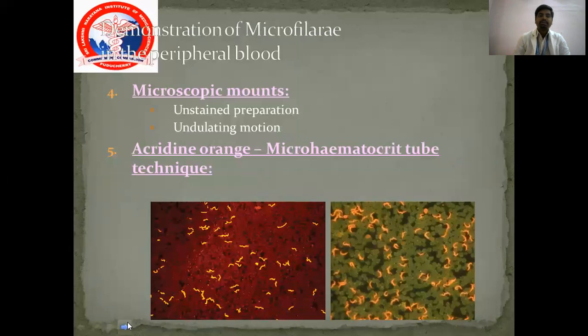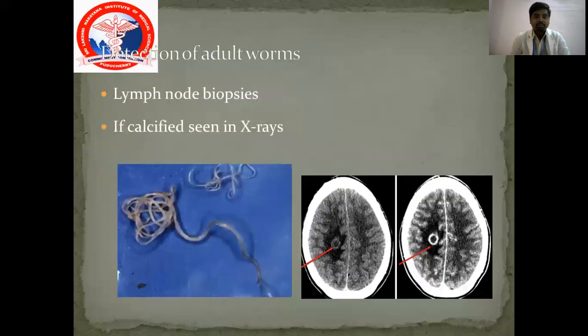Demonstration of microfilariae in peripheral blood by microscopic wet mount, an unstained preparation showing undulating motion. We can see the unstained organism, and there are also acridine orange and microhematocrit tube techniques. You can see the acridine orange, that is the immunofluorescence technique. You can see this is the microfilaria in the bloodstream, which we can identify with the immunofluorescence microscope. Detection of adult worm by lymph node biopsy is classically seen on X-ray, and you can see the lymph node swollen due to the microfilariae.